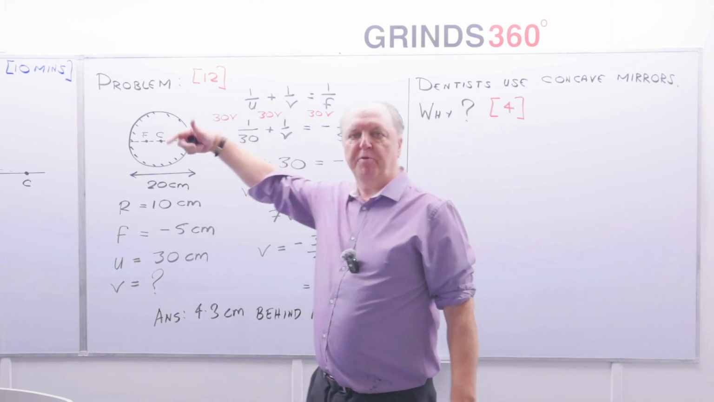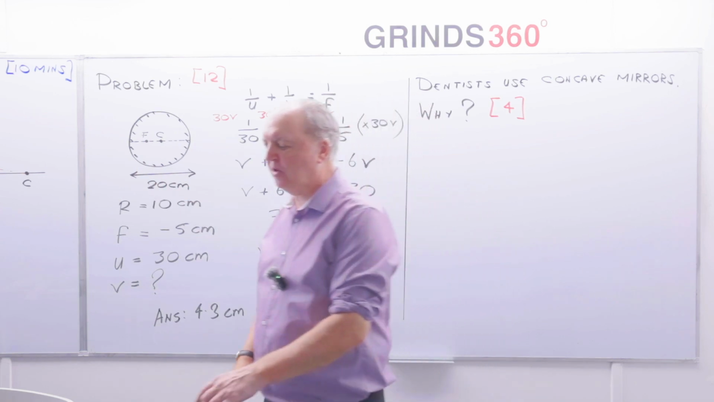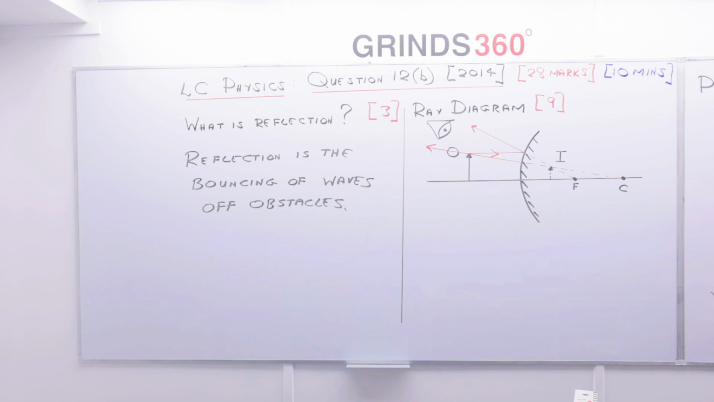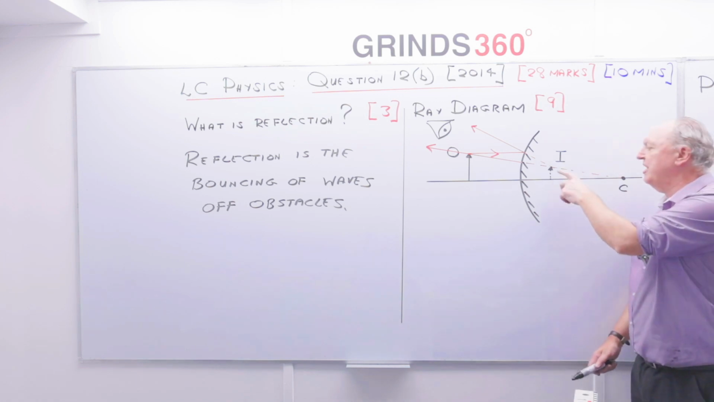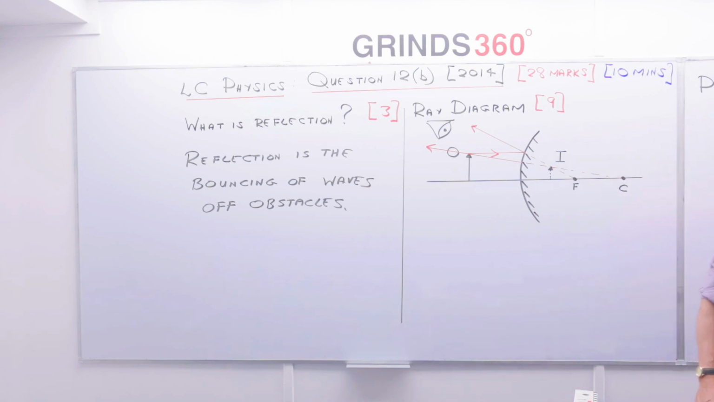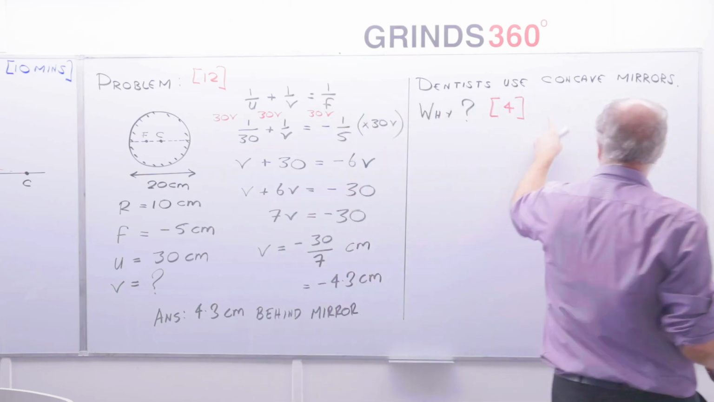Okay, so 12 marks for that, but remember 3 was just for writing down the formula. The last part of the question asks me, just to go back to our paper again, the last part is, concave mirrors rather than convex mirrors are used by dentists to examine teeth. Explain why. Well, the problem with my convex mirror is when we drew the ray diagram, the kind of image you get is a diminished image. Whereas in a concave mirror, once the object is inside the focus, I will get a magnified image.